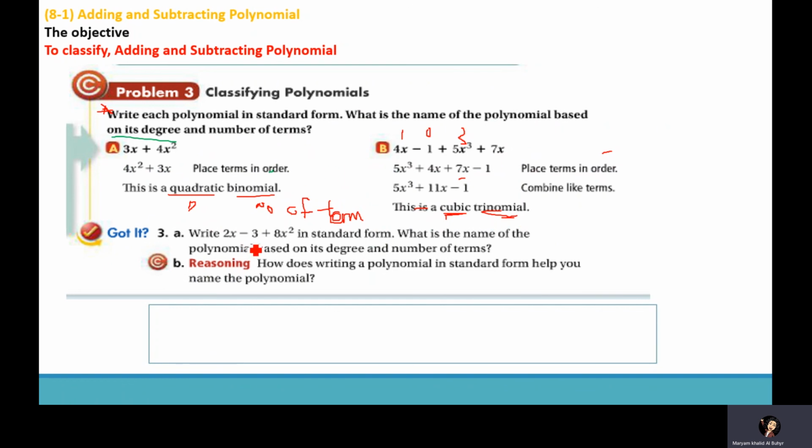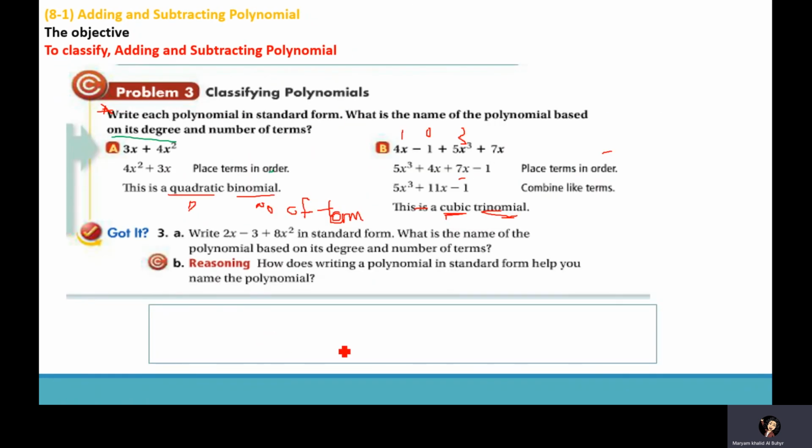Let's write this one finally in standard form. So this is degree 1. The first one should be 8x to the power 2 plus 2x minus 3. That's what I should write. What is the name of the polynomial based on the degree? Since I have degree 2, it's quadratic, and a trinomial because I have three terms.